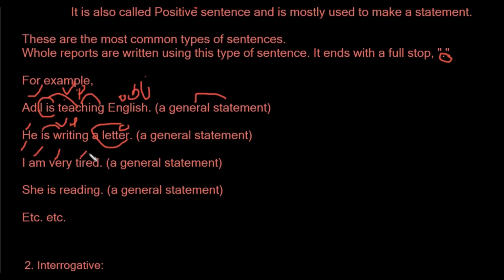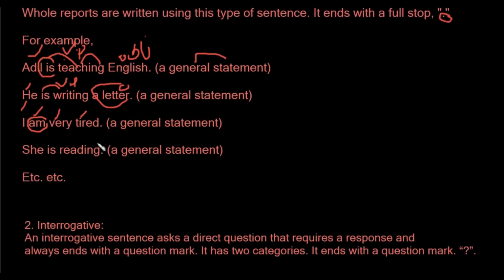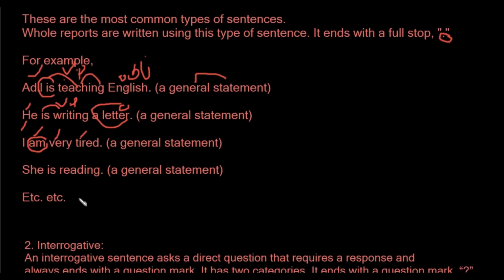Remember, sometimes we won't have any main verb in a sentence. So we don't have any main verb in this sentence, but we have a stative verb, and it is also called a general statement. Okay, it is also a general statement. Sorry, it is a positive sentence and a simple sentence. Okay, an affirmative sentence.